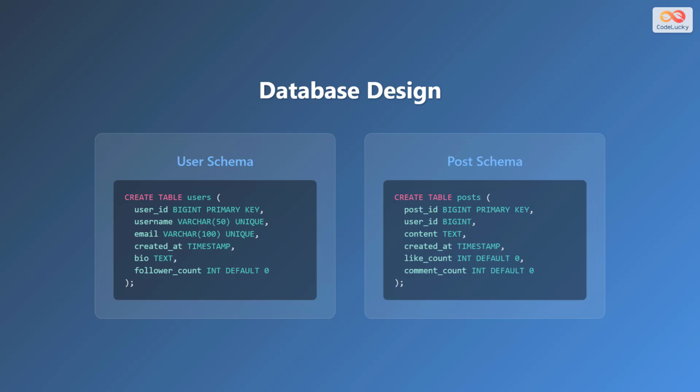Second, we have the post schema. The post table will contain post ID as the primary key with a big integer data type, user ID as the foreign key with a big integer data type, the content of the post as the text data type, the time the post was created, the number of likes the post has with integer data type that defaults to 0, and the number of comments the post has with integer data type that defaults to 0.